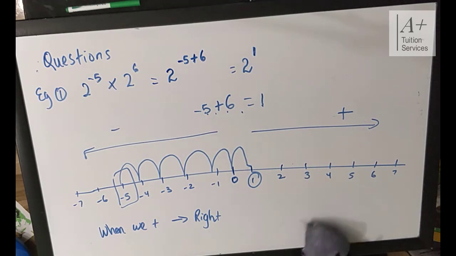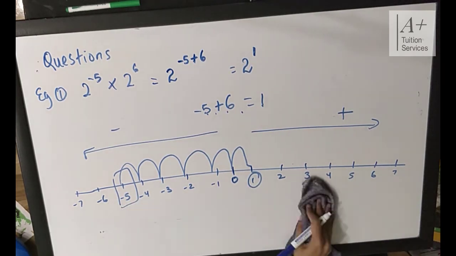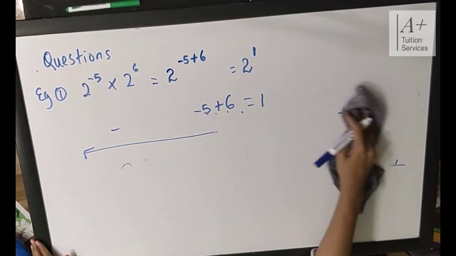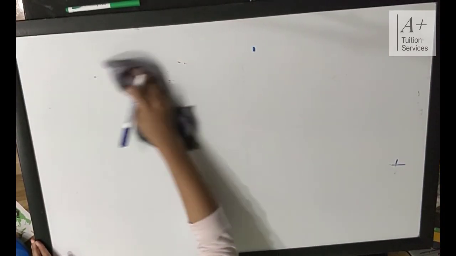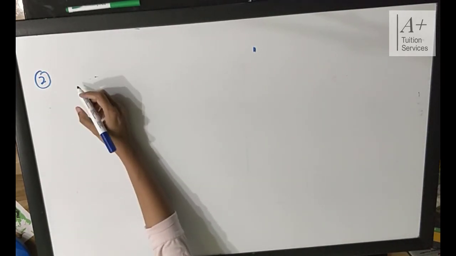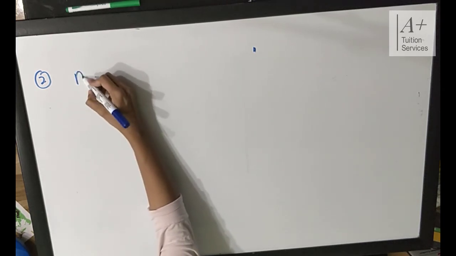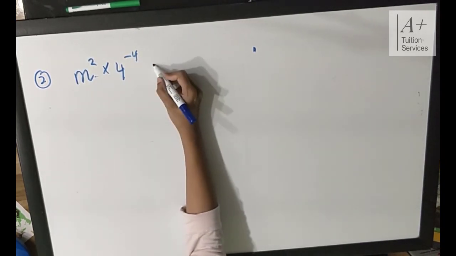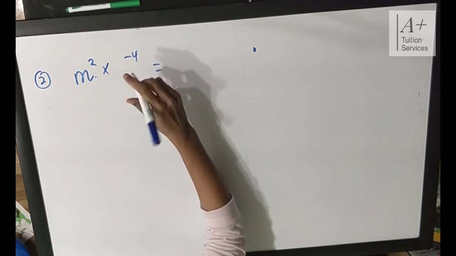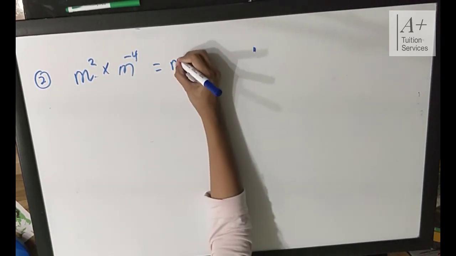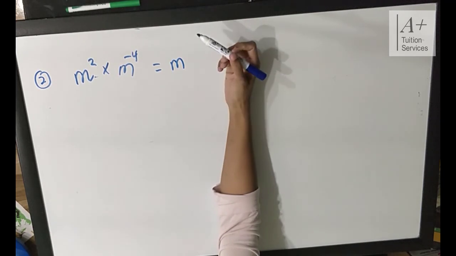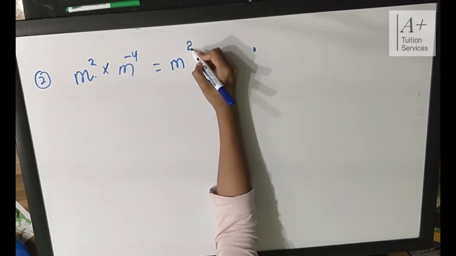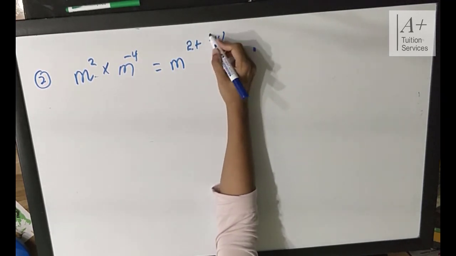And now we have the next question, so pause the video and take the notes. Number 2, we have this question: m to the second power multiplied by m to the minus 4 power. Sorry, m to the minus 4 power. So we have two bases and they multiply, so the two powers add. So 2 add minus 4.